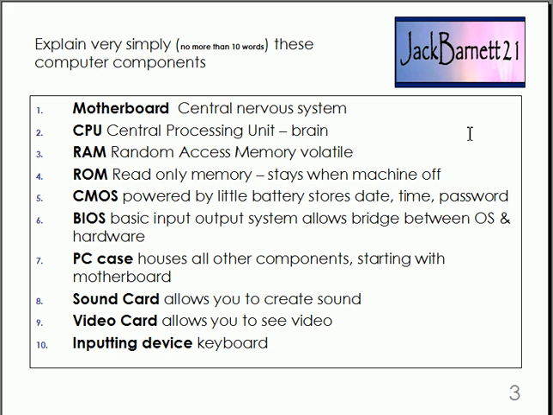Motherboard. We said this was the central nervous system of the computer. The CPU, the central processing unit, was the brain. RAM, random access memory, we said this was volatile. Read-only memory, this stays when the machine is off.